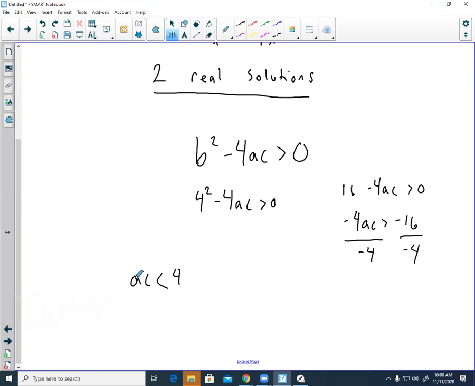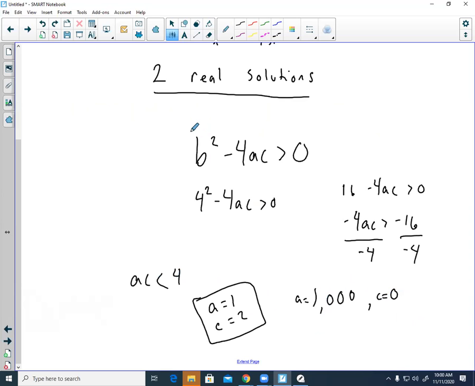So I have to find two numbers that multiply together to give me something that is less than 4. Can anyone think of two numbers that will multiply together to give me something less than 4? Any numbers at all? 1 and 2. If a equals 1 and c equals 2, then that means a times c is going to be 2. 2 is less than 4. This is a pair of possible values. It's not the only pair of possible values. You could use 1,000 and 0. You could say a equals 1,000 and c equals 0, and that would still work out the same way.